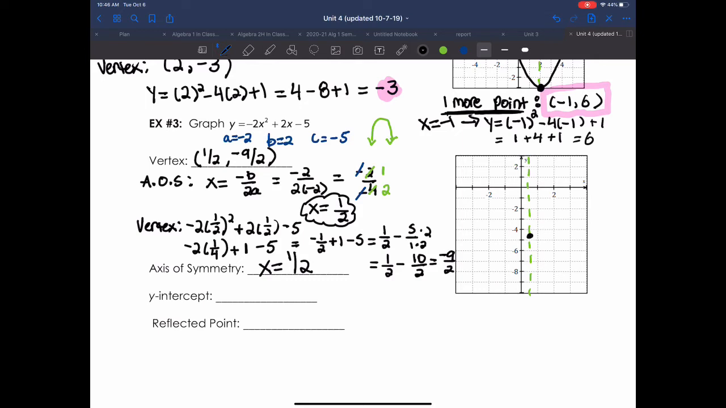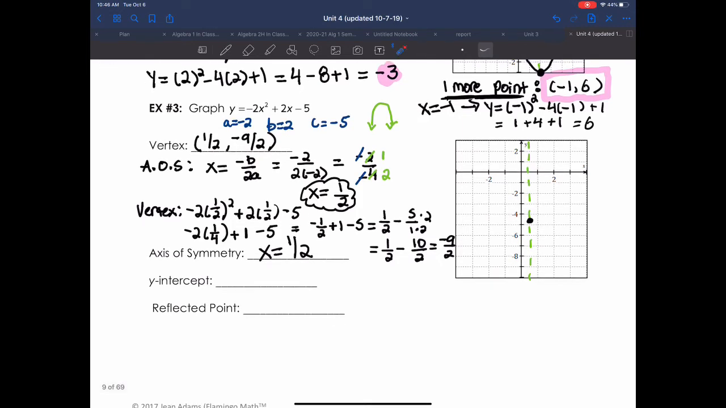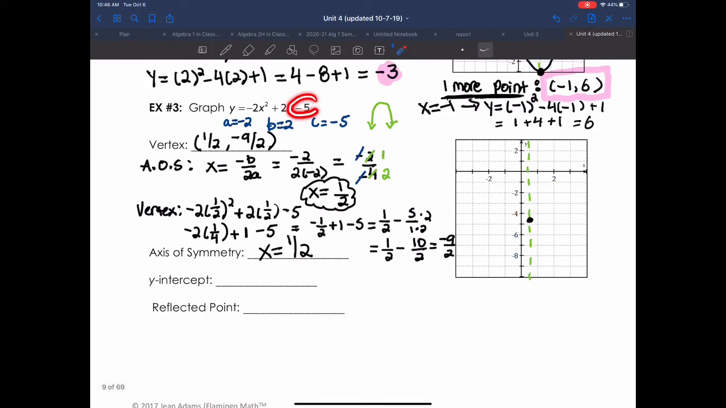And that right there is going to be my vertex. Once again, this graph is facing downward, so I'm going to be going down. Let me figure out what my y-intercept is. So if I plug in 0 to figure out what my y-intercept is going to be, I know that my y-intercept is always just going to be 0, comma, whatever the c value is. So I have 0, comma, negative 5 for my y-intercept. So at 0, negative 5, I'm going to put a point right here.